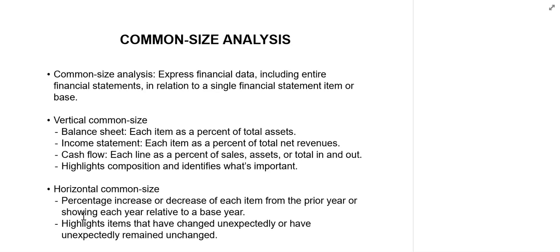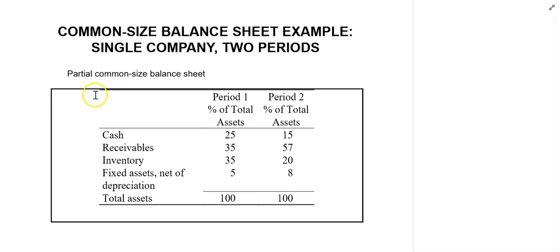It highlights the items that have changed unexpectedly or have unexpectedly remained unchanged. Therefore, the analyst can identify the underlying reasons that have led to the unexpected change or the unexpected dullness of the figure.